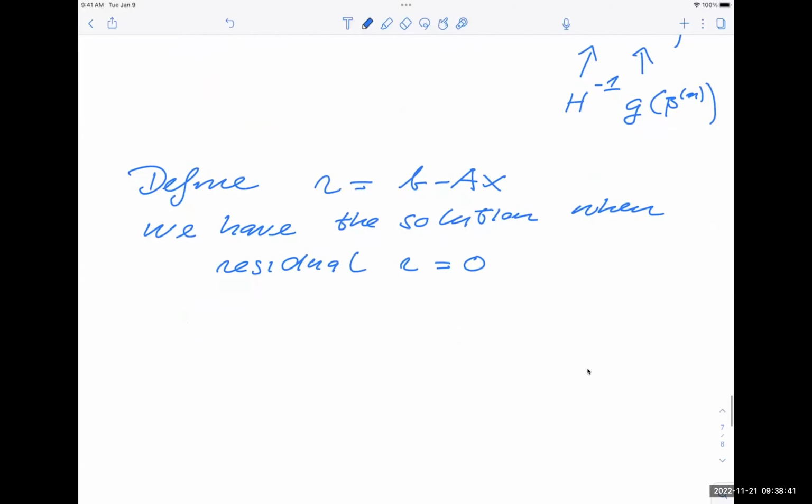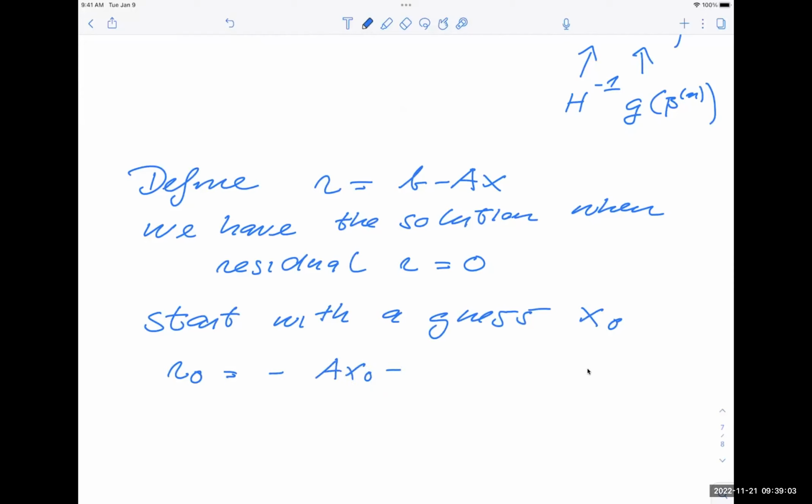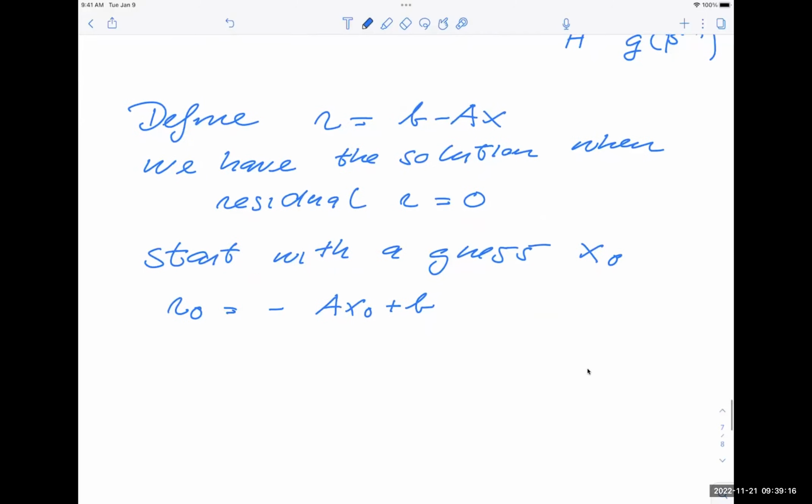So typically, what we would have is to start with a guess, which we will call x0. And that gives us a residual R0, which is simply minus A times x0 plus b. And b is a quantity which is known. x0 is something we could put to 0, or we could just give it some random values, but so we have an initial guess.